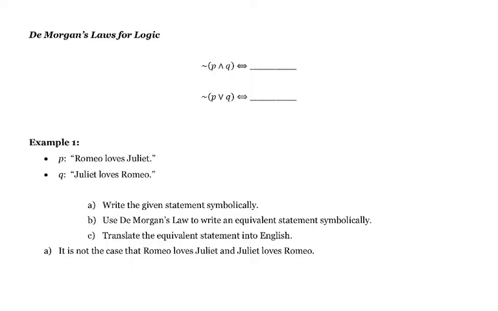So we're just going to formalize the De Morgan's laws for logic, and it's essentially that the negation of the conjunction is equal to the disjunction of the negations. And the negation of the disjunction is logically equivalent to the conjunction of the negations.